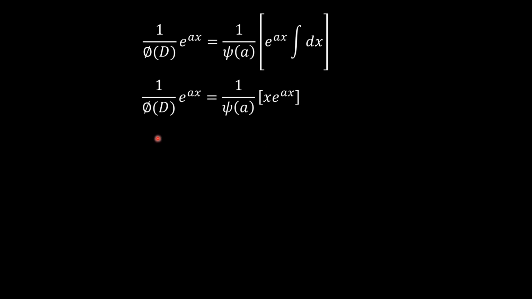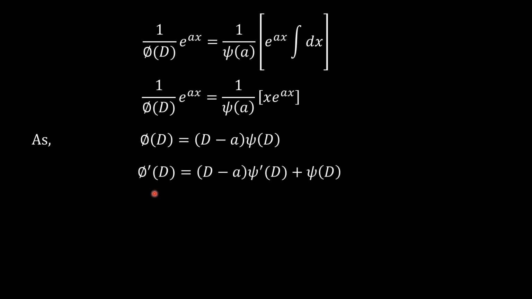Now on the left hand side we are having our expression in terms of phi. So we will try to express our RHS also in terms of phi, for which we will again consider phi of d is equal to d minus a into psi of d. Differentiate this relation, which gives us phi dash of d is equal to, apply the product rule of derivative, using which we will be getting d minus a into psi dash of d plus psi of d into derivative of d minus a, which is 1.